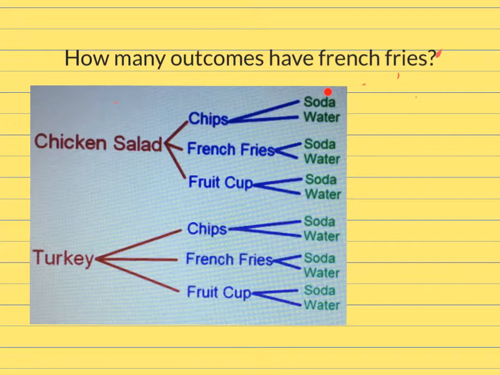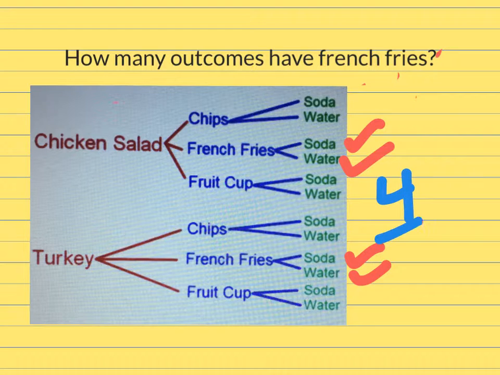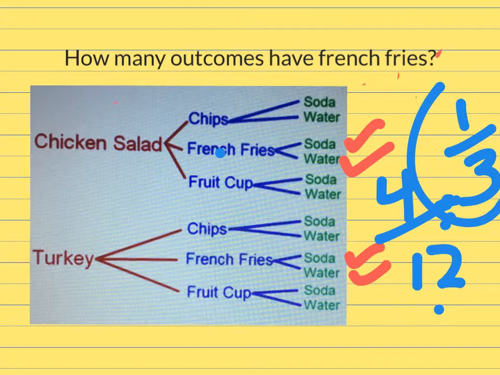You could also be asked a question like this: how many outcomes have french fries? You have to actually follow the tree and figure out all the different outcomes that have french fries. I could have chicken salad, french fries, and soda, or chicken salad, french fries, and water. So that's two different options. I also could have turkey, french fries, and soda, and turkey, french fries, and water. Those are two more outcomes. All my other outcomes have either chips or fruit for the side. So there are 4 out of the 12 possible combinations that would have french fries, and I could reduce that probability to 1/3. So 1 out of 3 have french fries.